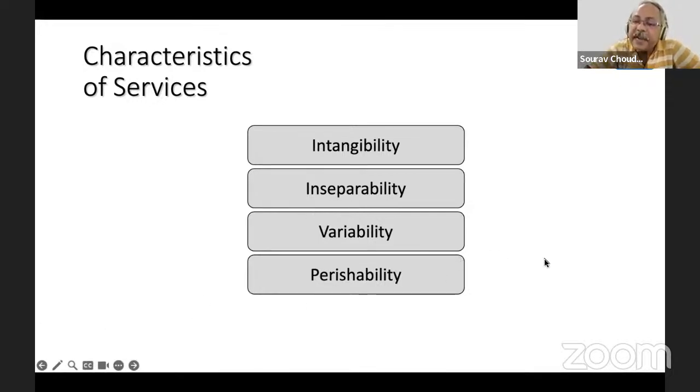Variability. Every time that you go for the same service to the same person, the quality will not be the same. It varies. Think about going to a doctor for your stomach ache.